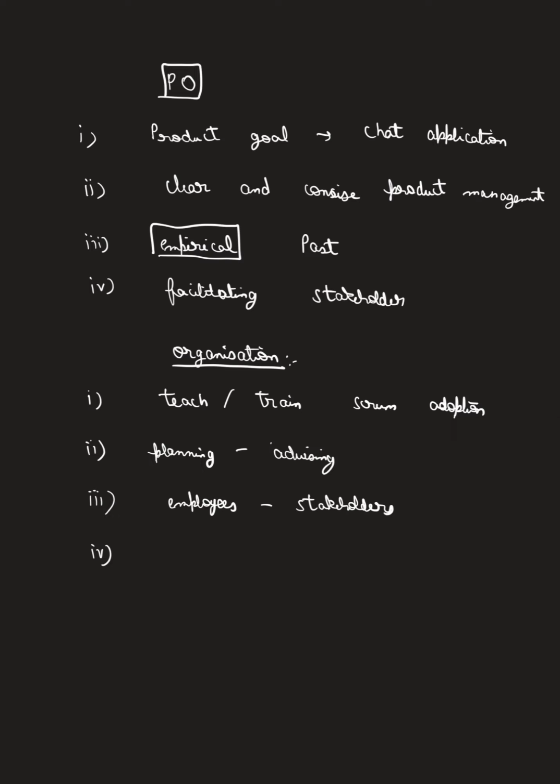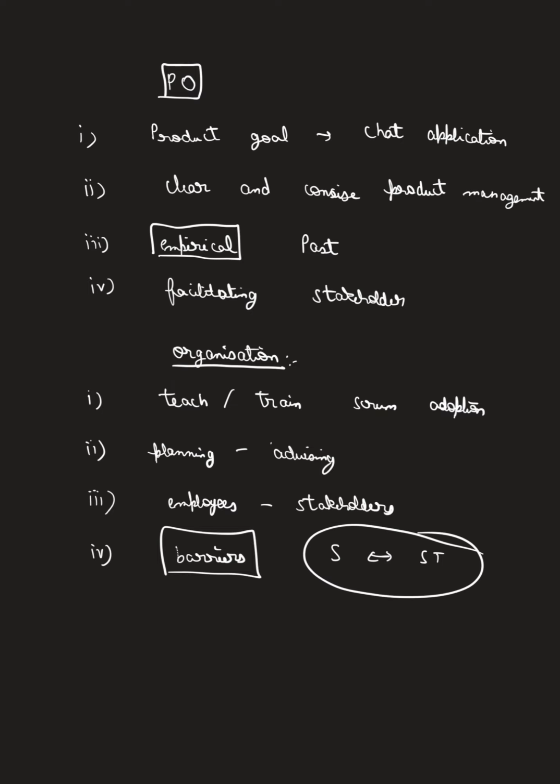He also removes barriers between stakeholders and Scrum team. Your stakeholders might be saying that you are too slow or your quality is not good. You are not delivering what we want. Scrum Master comes in between and solves these barriers or impediments between stakeholders on one side and your Scrum team on another side. So these are some of the, you can say, jobs or functions of Scrum Master.